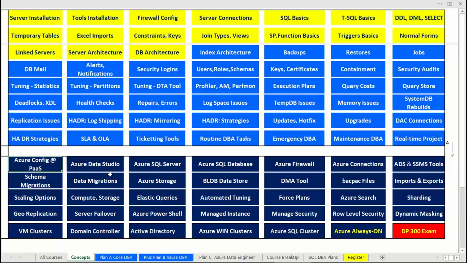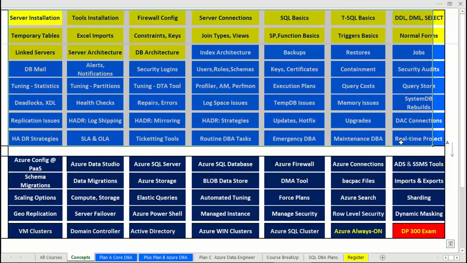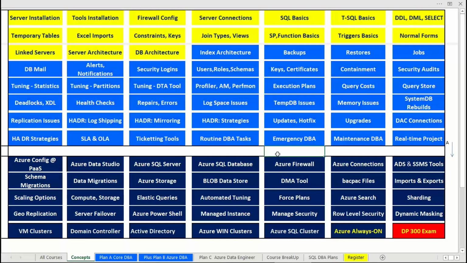Then comes Azure. If in case you are planning for certification, DP300 is mandatory. So Azure is mandatory. Without Azure, there is no certification as on date in SQL DBA. We need Azure. There is one certification for database administration, DP300, complete guidance part of the course. We'll do it slowly, step by step.